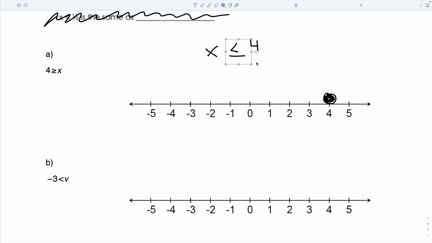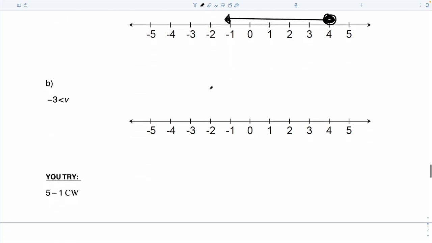Yeah, Cameron. You knew the reciprocal. Yeah, kind of, it's like taking the reciprocal. Okay, so x is less than 4. It needs to be to the left. Last one, then you try.